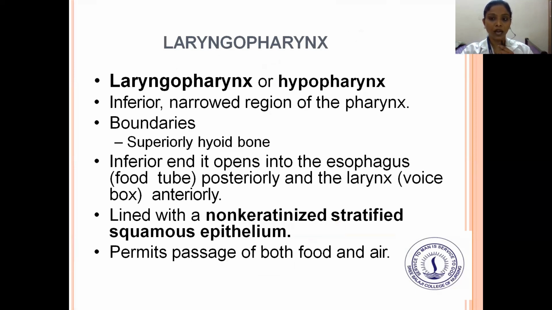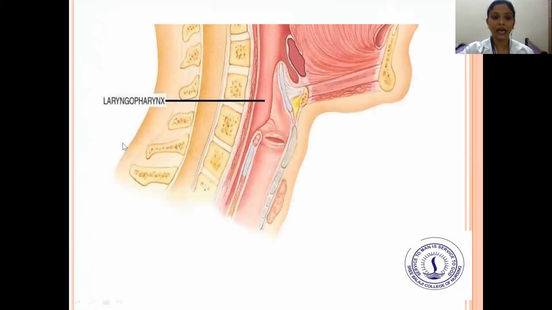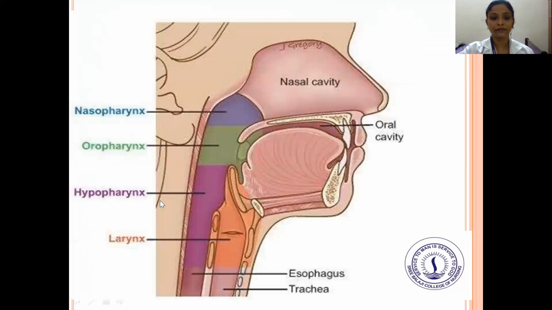Laryngopharynx is otherwise called the hypopharynx. It is the inferior, narrowed region of the pharynx and its boundary is superior to the hyoid bone. At the inferior end, it opens into the esophagus, that is the food tube, posteriorly, and the larynx, that is the voice box, anteriorly. It is lined with non-keratinized squamous epithelium and permits passage of both food and air. You can see the laryngopharynx here, which allows both food and air.